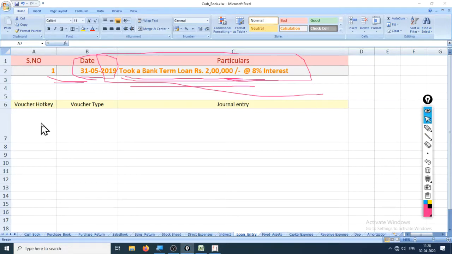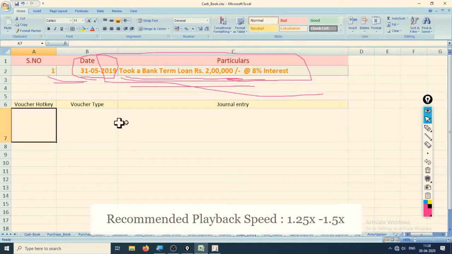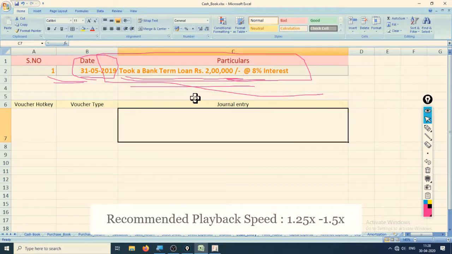This is a must-learn entry, and it will be used in almost every business because every business has a loan. Now, what do you think will be the entry?